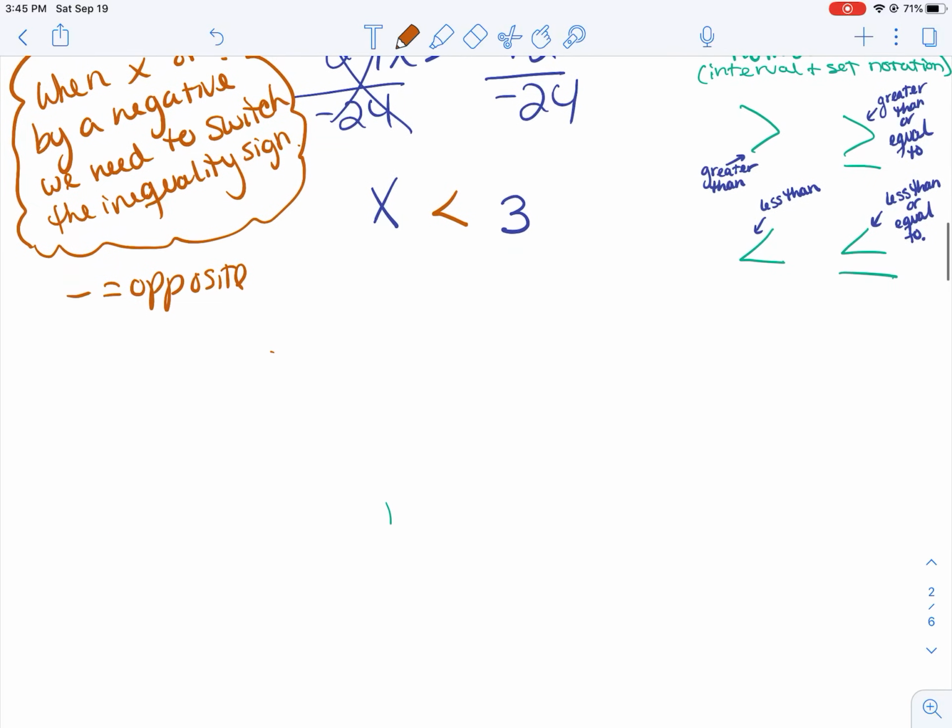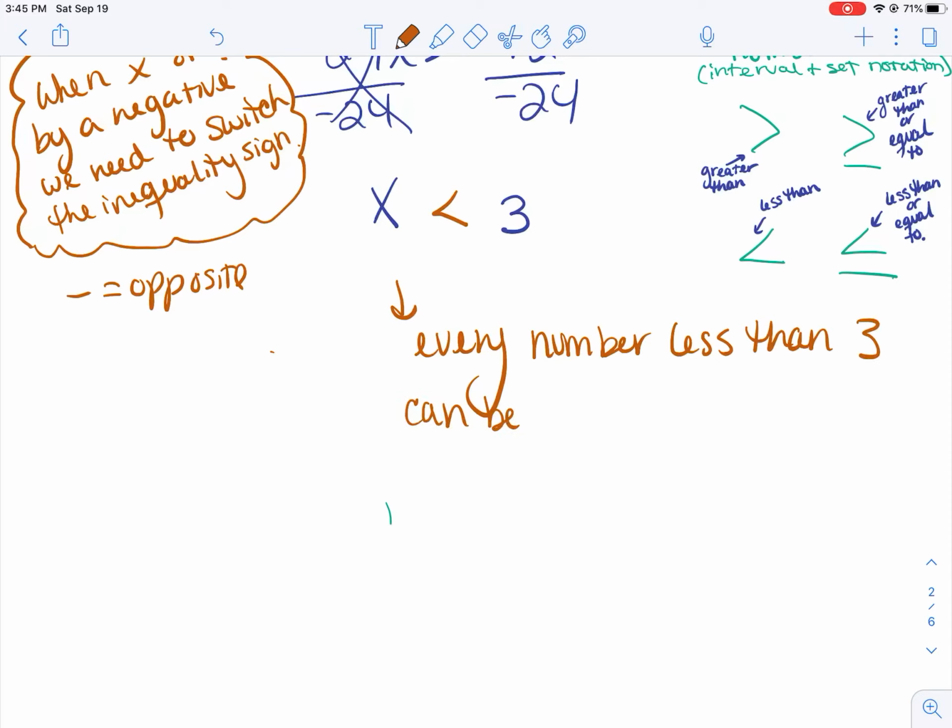So let's talk about the second part of this, talking about what that solution actually means, x less than 3. That doesn't mean our answer is 3, okay? So inequalities actually have an infinite amount of solutions or an infinite amount of answers to their problem. This is telling me that every number less than 3 can be a solution to this inequality.